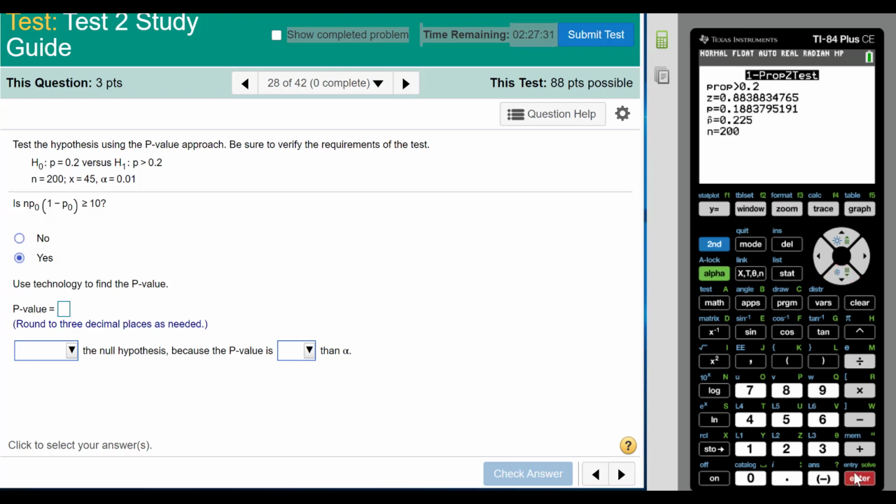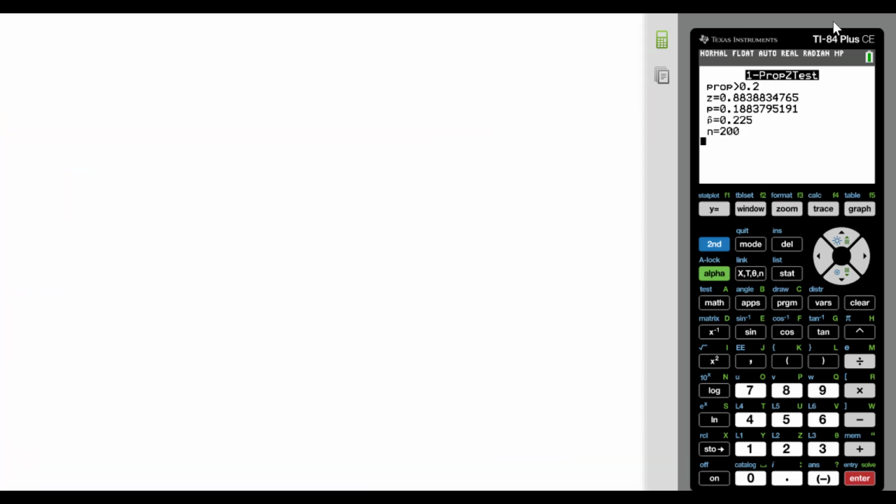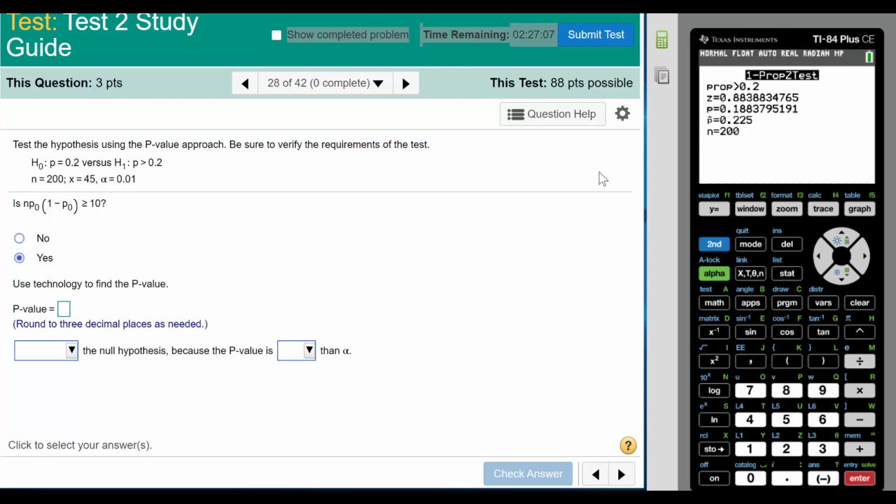And here you go. Z is 0.88 and the p-value is 0.1833. So you just put your p-value there. And if it is more than alpha, you fail to what? Do not reject the null hypothesis, because the p-value is what? Greater than alpha.